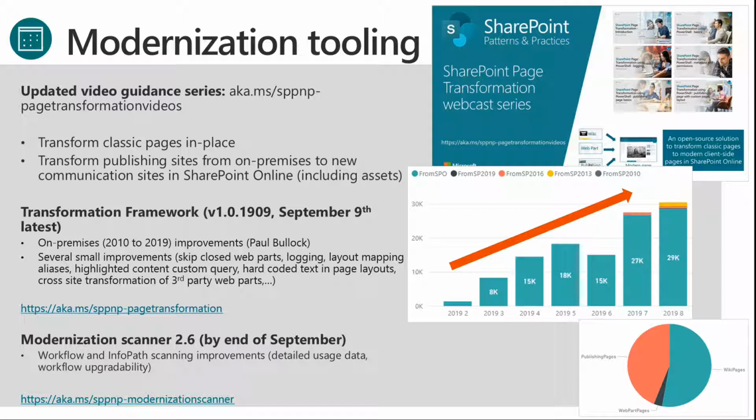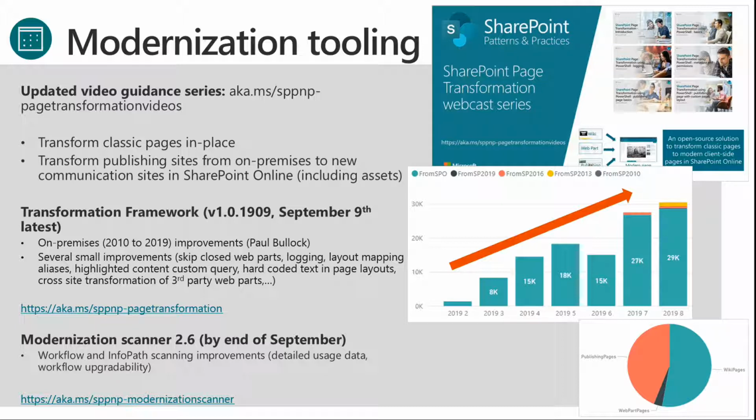Now, what is modernization tooling? In a nutshell, it's two big components. There is a scanner, which allows you to understand what are things in my tenant that potentially can be modernized, and what amount of work we have to do to make that happen. And then there is the actual modernization tooling, which mainly is page transformation nowadays. So what happened for the page transformation?